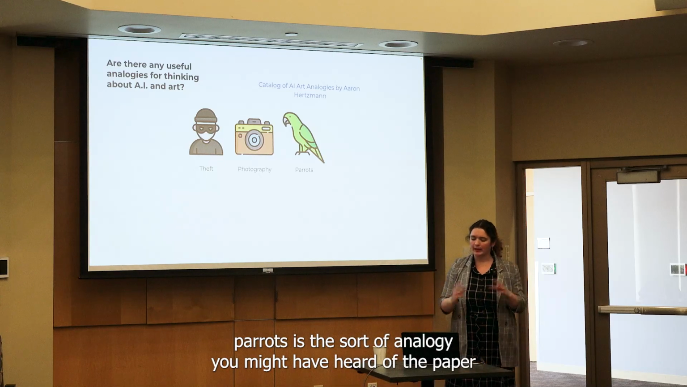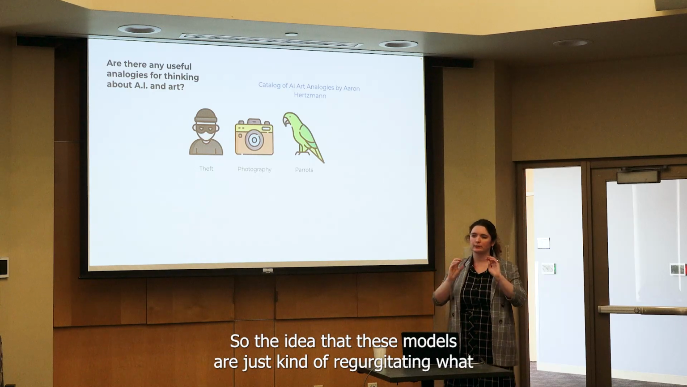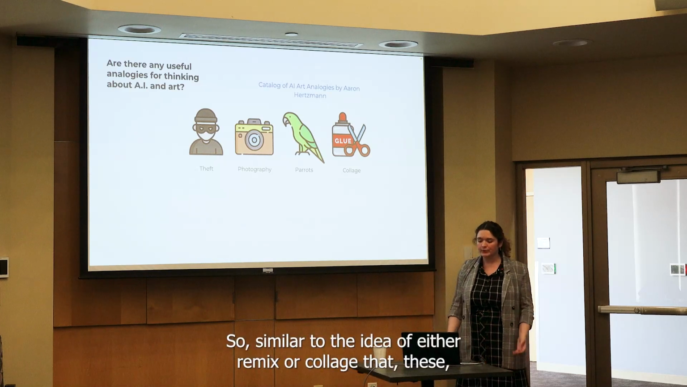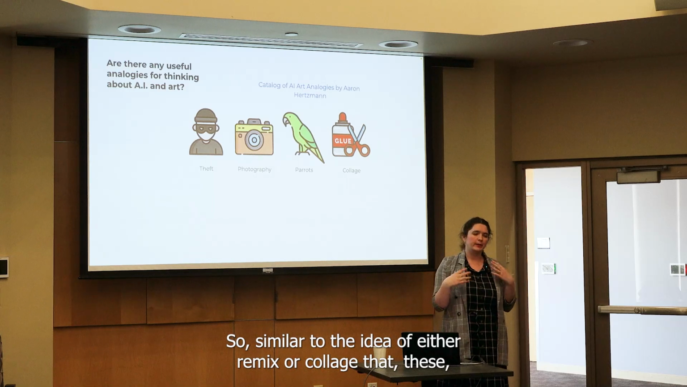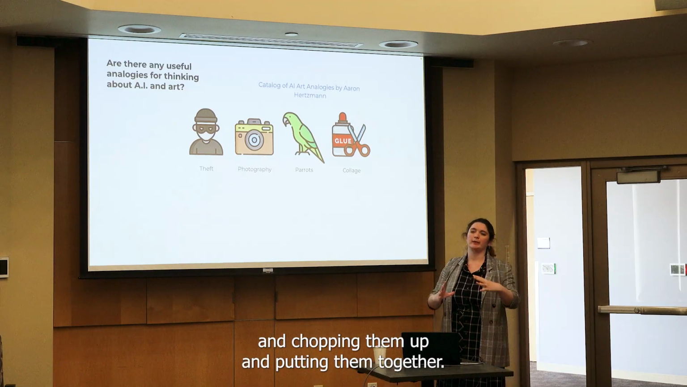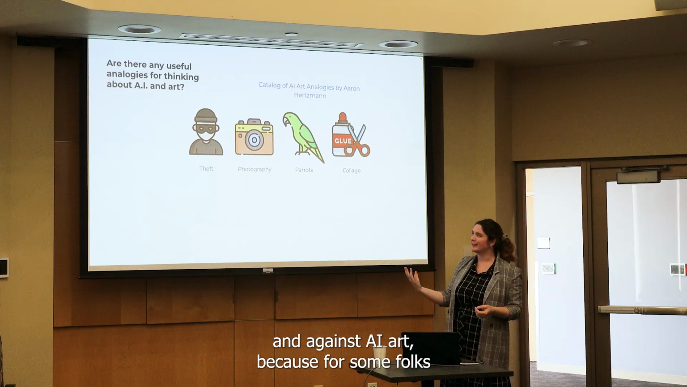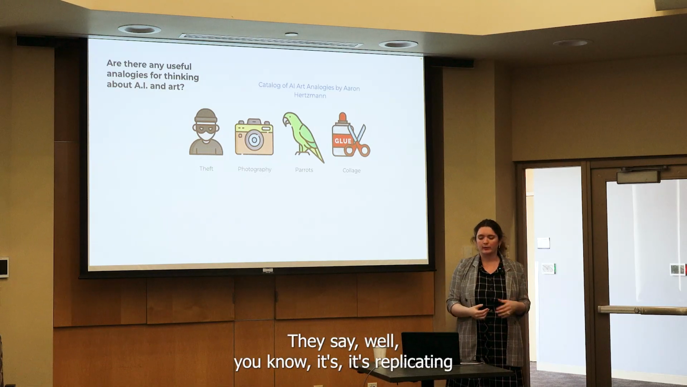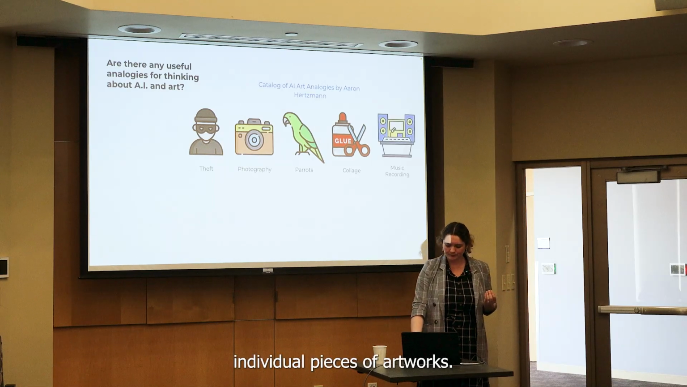Parrots is the sort of analogy. You might have heard of the paper about stochastic parrots, the idea that these models are just regurgitating what they've heard or seen. Collage is similar to the idea of remix, that these generative models are taking little bits of lots of different things and chopping them up and putting them together. This one has been used both in favor of AI art and against it. For some folks, collage is very clearly fair use. For other folks, they say, well, it's replicating individual pieces of artworks.